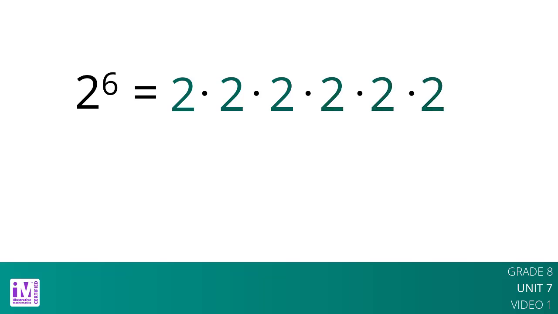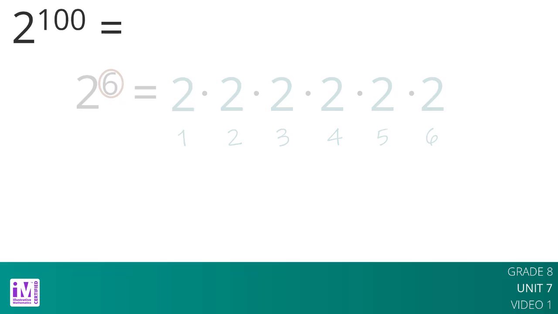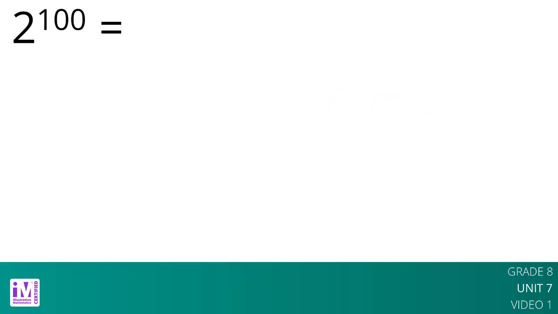Here is another example. 2 to the sixth power equals 2 times 2 times 2 times 2 times 2 times 2. One advantage to writing a base of 2 with an exponent of 6 is that we can see right away that this is 2 to the sixth power. When this is written out using multiplication, we need to count the number of factors. Imagine writing out 2 to the 100th power using multiplication.